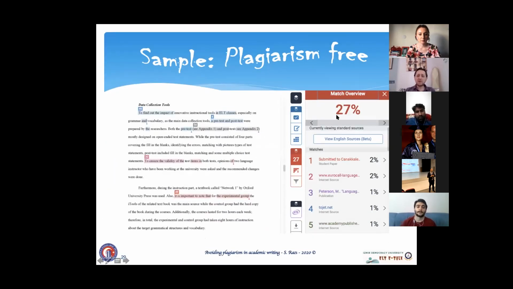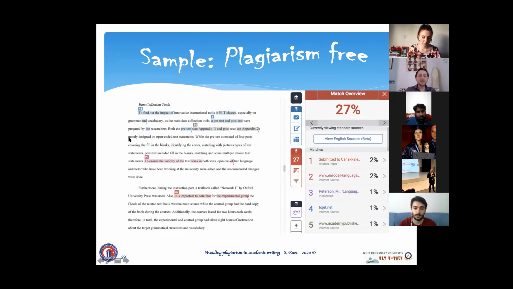In the second example, this time you see 27% of the text matches with other sources. Is this a problem? Now I check the matches. For example, here is such a match: to find out the impact of. Turnitin says that this expression matches with another paper. Is this a problem? No, this is a common expression that we can use in the language. It doesn't require citation. Turnitin tells me that this expression also matches. Is this a problem? No, this is not a problem.